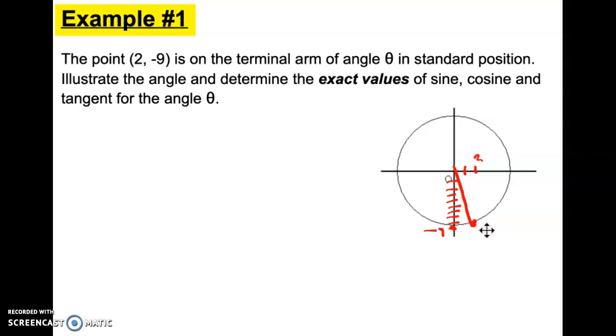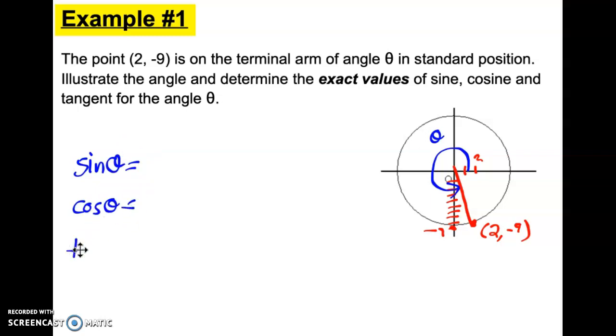Drawing from the origin to the point (2, -9) gives me the terminal arm for my angle. My angle's in standard position, so theta goes from the x-axis all the way around to that terminal arm. Now we want to find all these trig ratios: the exact values for sine theta, cos theta, and tan theta. Remember, sine, cos, and tan are written in terms of x, y, and r. We already know what x is and what y is, so the last thing we need to solve for is r.